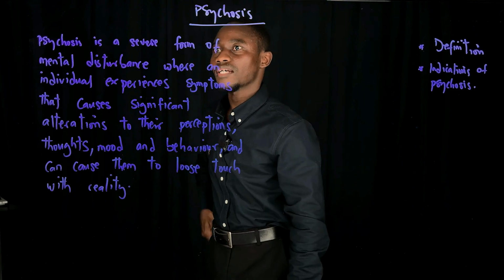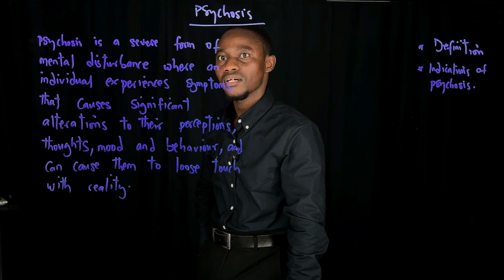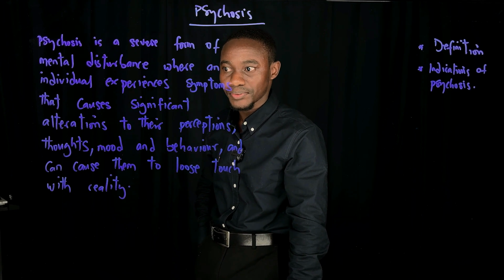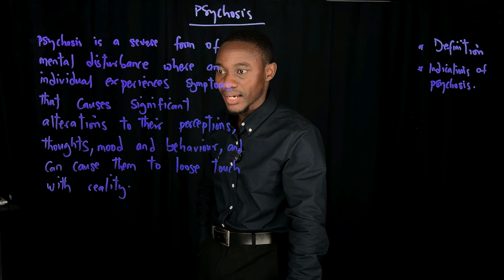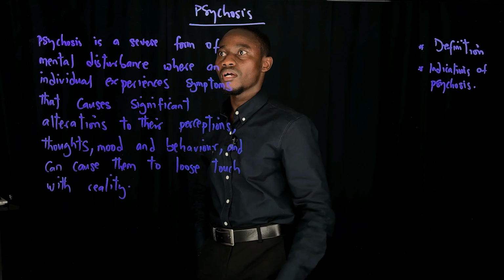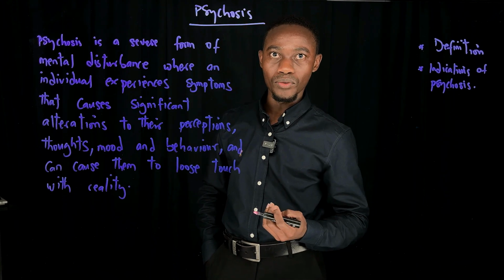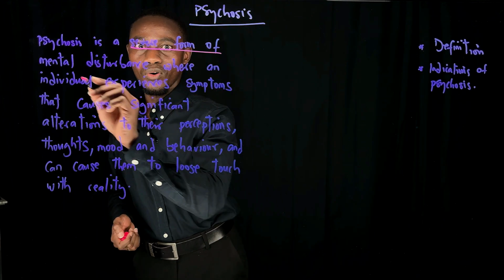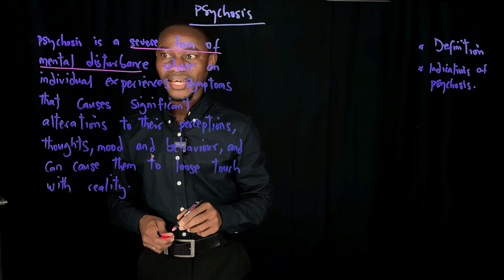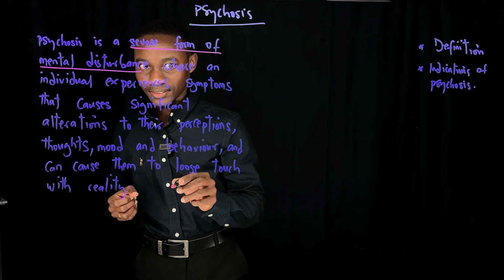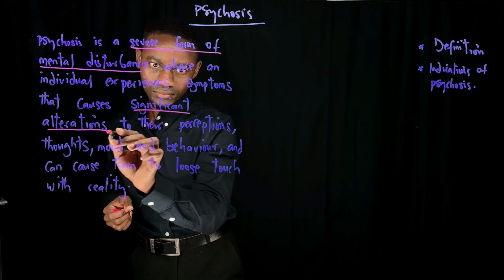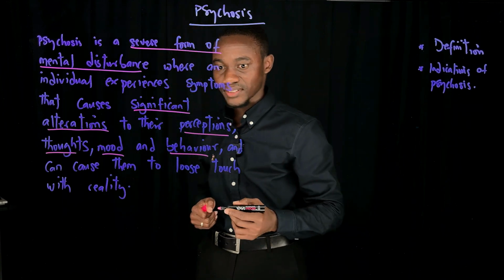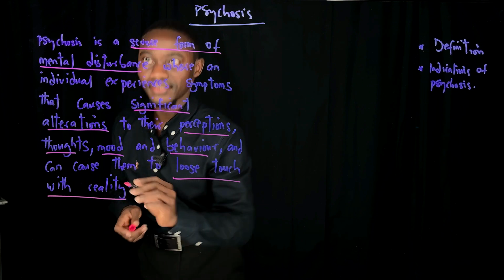It reads, psychosis is a severe form of mental disturbance where an individual experiences symptoms that causes significant alterations to their perceptions, thoughts, mood, and behavior, and can cause them to lose touch with reality. I'm going to read through the definition again, underline the keywords, and then explain the keywords to you. Psychosis is a severe form of mental disturbance where an individual experiences symptoms that causes significant alterations to their perceptions, thoughts, mood, behaviors, and can cause them to lose touch with reality.